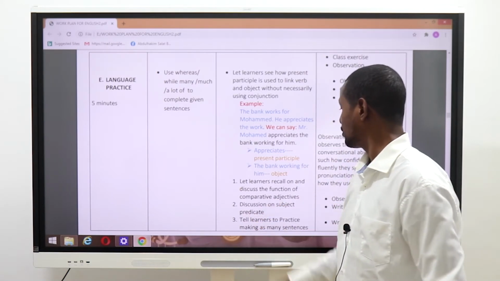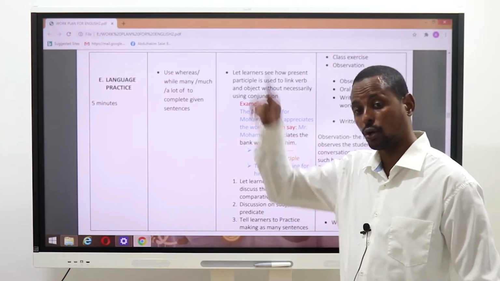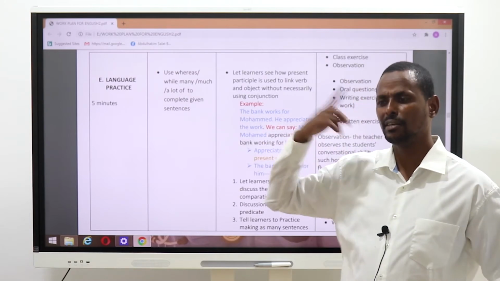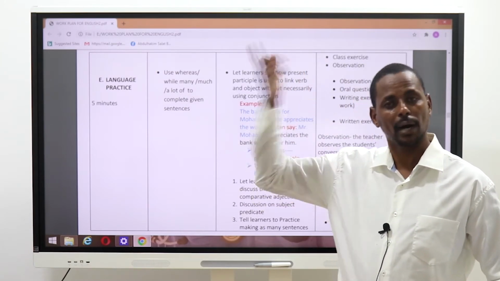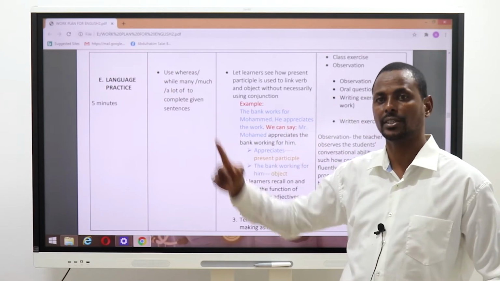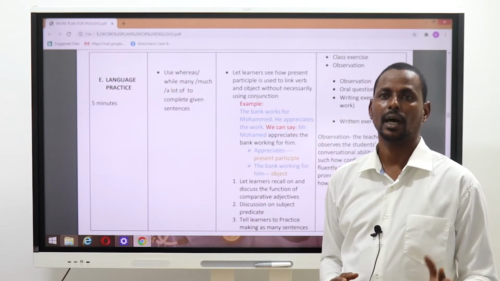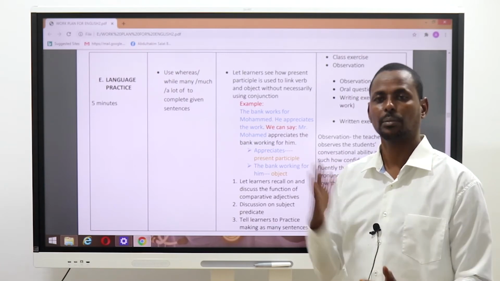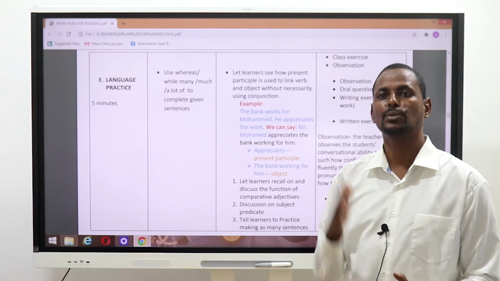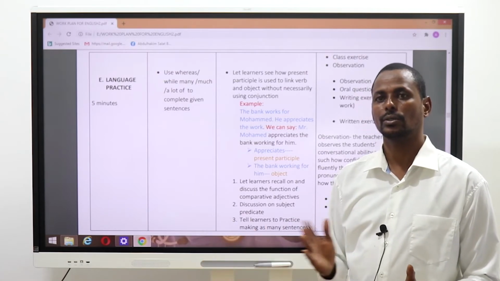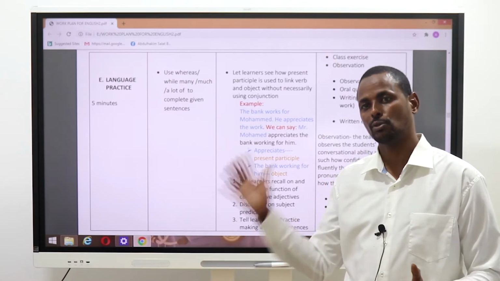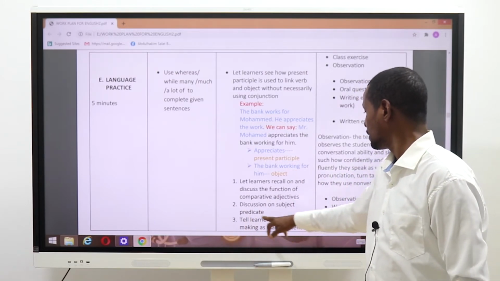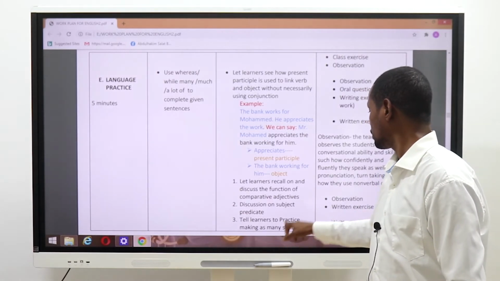Discuss subject and predicate. Recall. When you want students to achieve this language practice, give them a recall. Take them back to the subject and predicate. What's a subject? A noun that does an action, the doer of the action. What's a predicate? Whatever comes after the noun, the object, sometimes without object. Let them discuss.